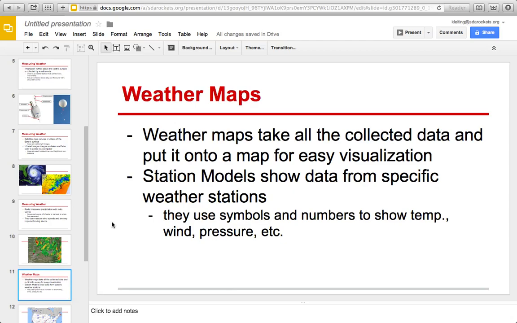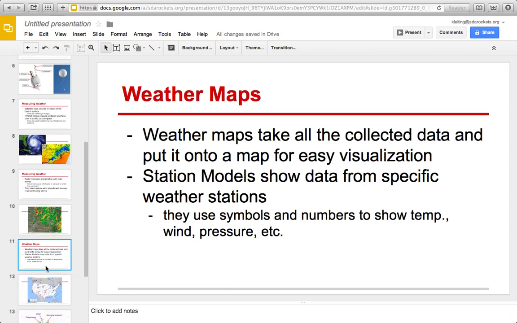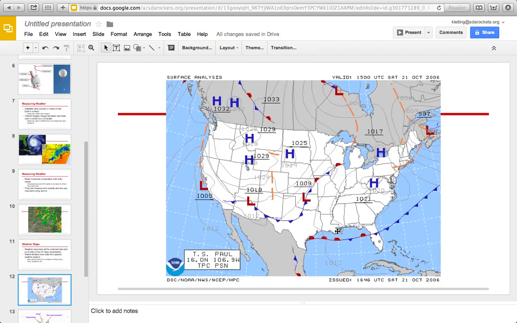Weather maps take all the collected data and put it into a map for easy visualization. So we're not talking about radar anymore, we're talking about the kind of maps that we've already worked with. Station models show data from specific weather stations. They use symbols and numbers to show temp, wind, pressure, etc. I'll show us an example of that here in a bit. But this is the weather map. When we talk about a weather map, this is what we're talking about, where we have our high pressures, our low pressures, we have our fronts, and our isobars right here. Remember, the isobars all have the same amount of pressure.